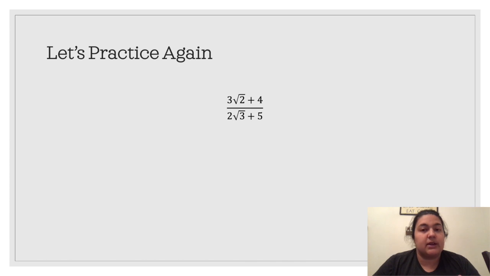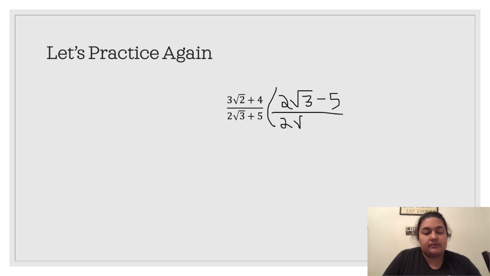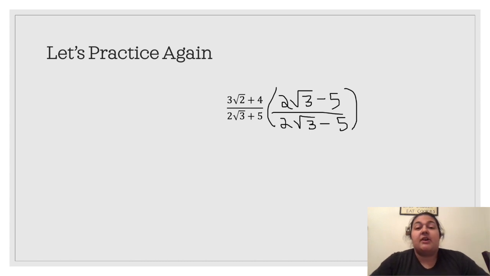That first term is 2 times the square root of 3. Change that sign. So it was plus. I'm going to make it minus. And then I'm going to keep that second term, which is 5. So let's go ahead and set that up. Awesome. For the numerator, we're going to be using FOIL again. And for the denominator, it is a product of conjugates, which turns into a difference of squares. You're going to have the first term squared minus the second term squared.